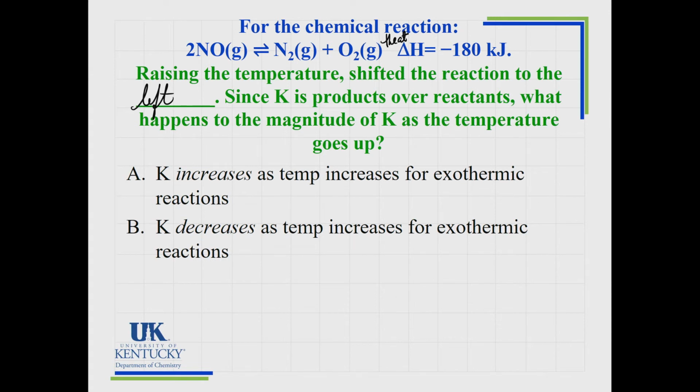Now, since K is products over reactants, what is going to happen to the magnitude of K as you shift it to the left? We know that K is going to be N2 times O2 over NO squared. Now we can do it in terms of concentrations or pressures, okay? If it's shifting to the left, what is it going to do to it? Well, you're lowering the numerator, raising the denominator, so K is going to decrease, okay? As you increase the temperature, K will decrease for an exothermic reaction.